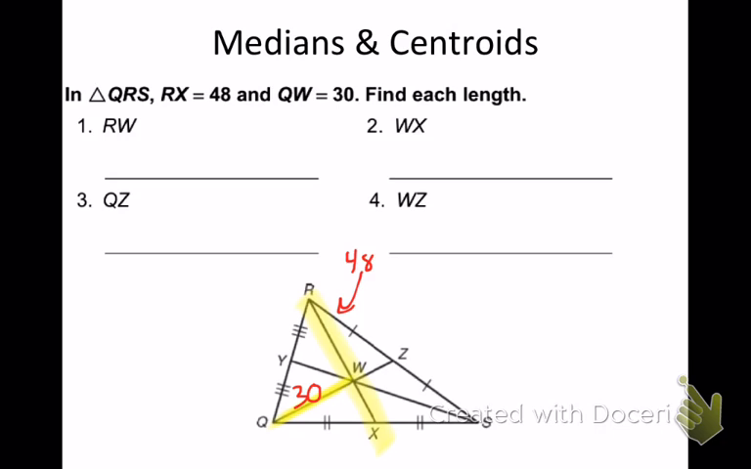Okay. So RX is 48, QW is 30. Now again, the first one says once we find RW. Before I even work some problems out, let's just find the missing parts. Can I find WX here? Yes. Remember, my whole segment's 48. 48 divided by 3. So if I take 48 divided by 3, what's our WX have to be? That has to be 16.